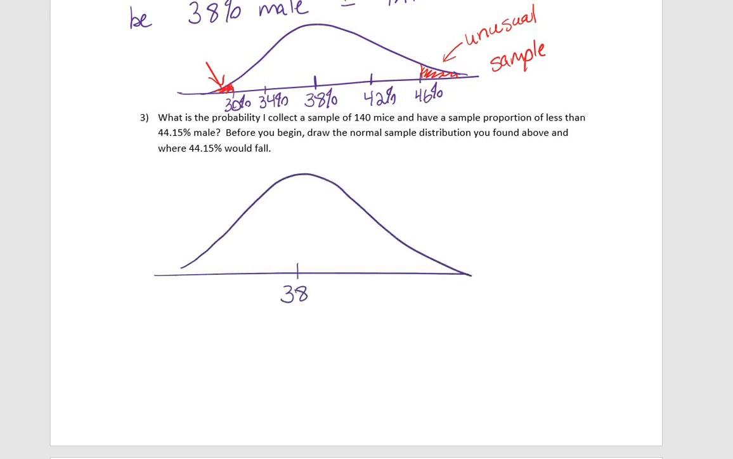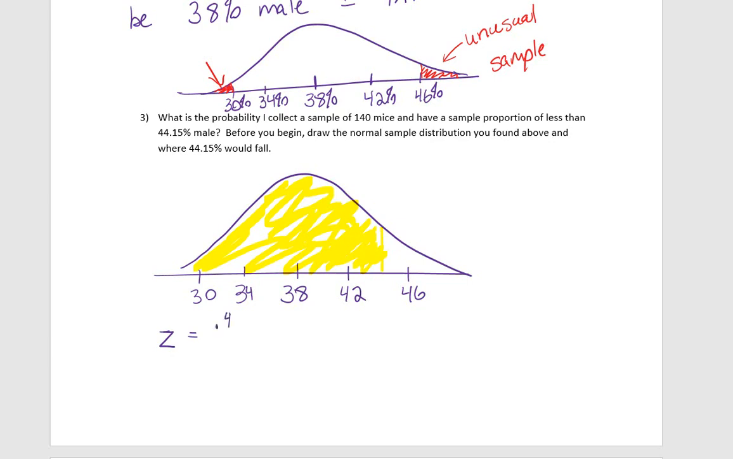So remember, in the middle we're going to have 38, 42, 46, 34, 30. And it's asking, what's the probability that we have less than 44%? So we're looking at all of this stuff over here. Since this is a normal curve, I can act like this is my average and my standard error is like my standard deviation. So just like I did in chapter 6, I'm going to find the z-score.